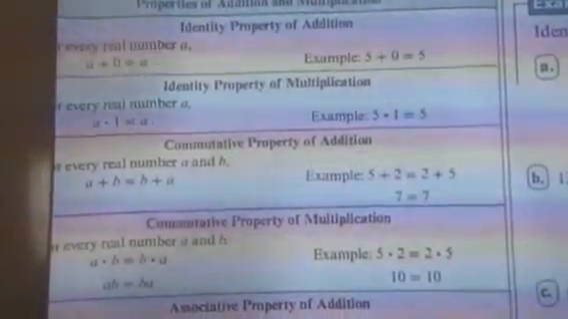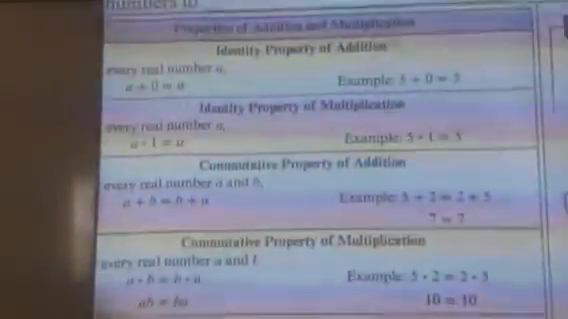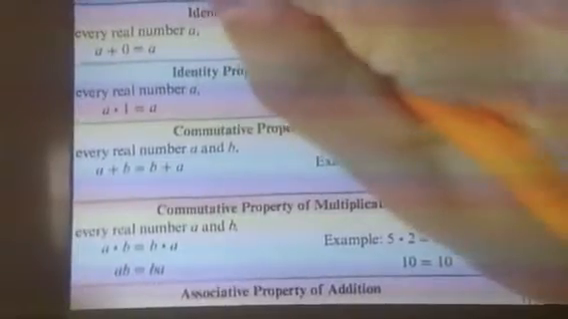Alright, we are in lesson 12. Our objective for today says I will be able to use the commutative, associative, and identity properties of real numbers to simplify expressions.